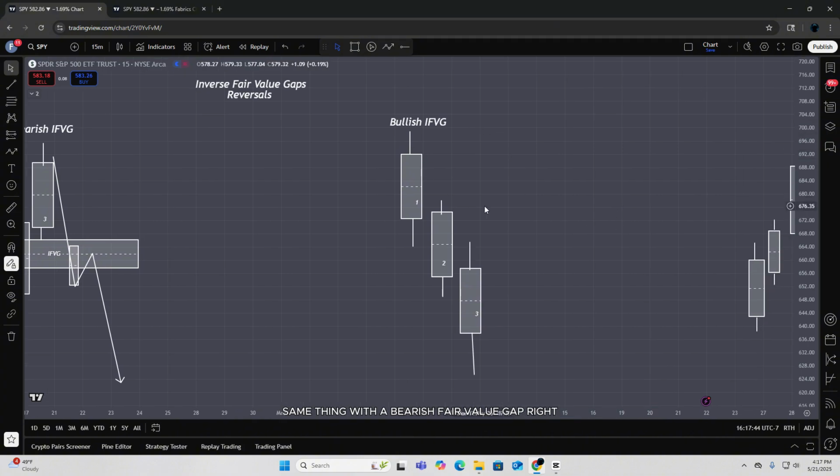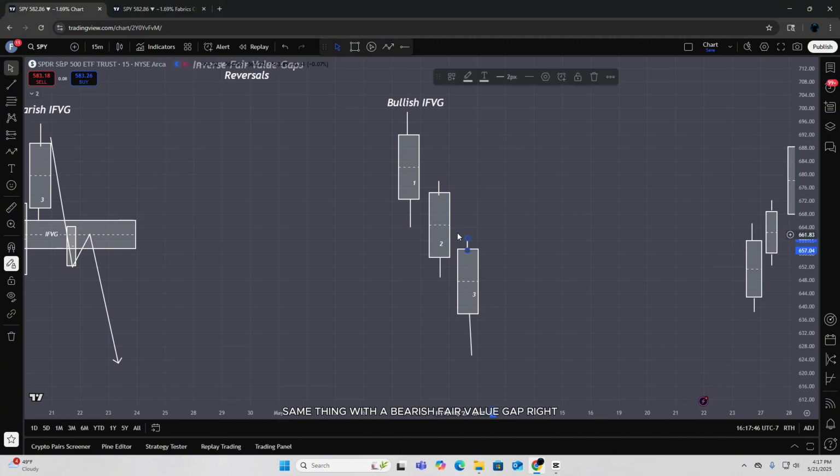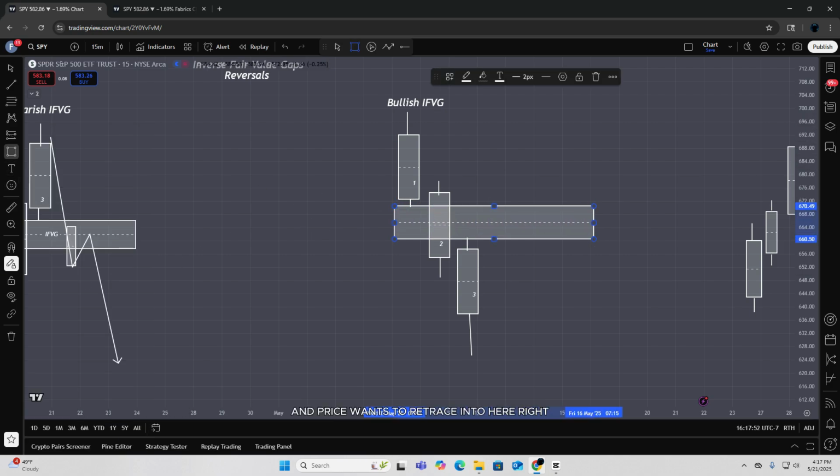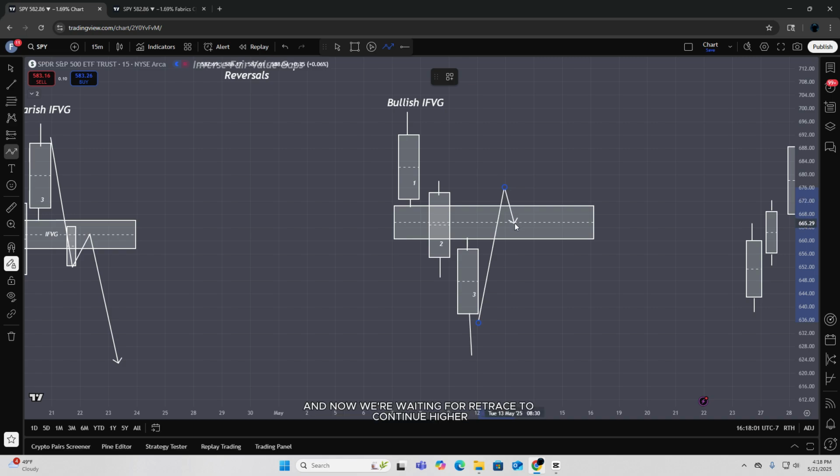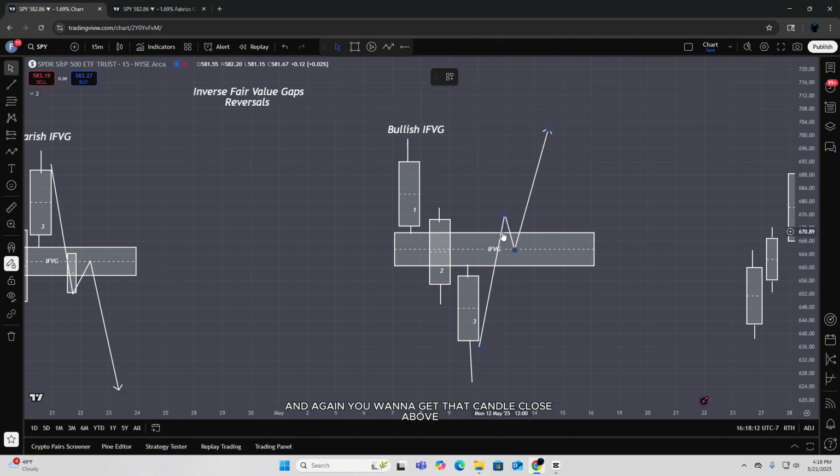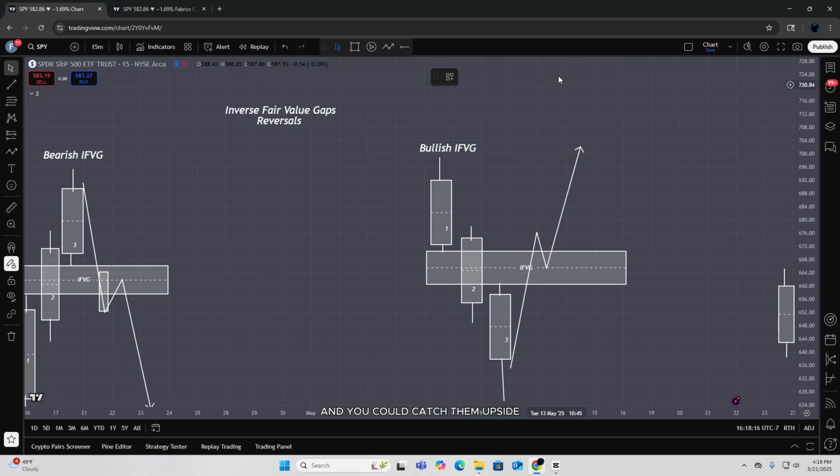Same thing with a bearish fair value gap. Right here, we have a fair value gap that is bearish, and price wants to retrace into here. However, price just fills this, making this our inverse fair value gap, and now we're waiting for a retrace to continue higher. So this is a bullish inverse fair value gap. And again, you want to get that close above the fair value gap for this to be an inverse, and you could catch some upside.